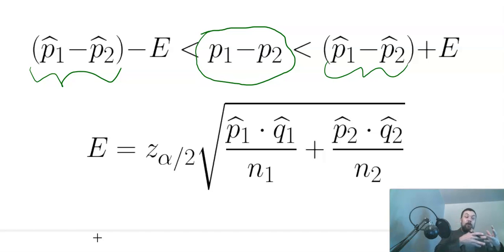It's going to be different for two proportions than it is if it's just one proportion. And so this is the formula for the margin of error. It's z sub alpha divided by 2, that's the critical value, which will actually be just the same as it was in chapter 7, times the square root of p1 hat times q1 hat. Remember, q1 hat is going to be 1 minus p1 hat, divided by n1, plus p2 hat times q2 hat divided by n2.